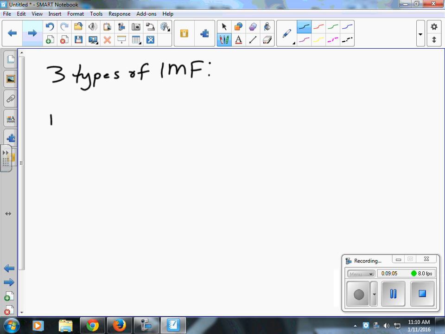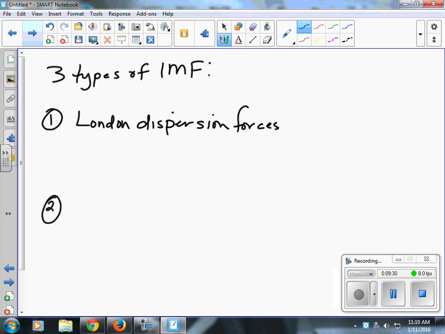Okay. Number one, London dispersion forces. They are also called van der Waals forces. Skip a space, because I'm going to add some stuff to this in a minute. So let's skip 2 lines after London forces. Number 2, dipole forces.